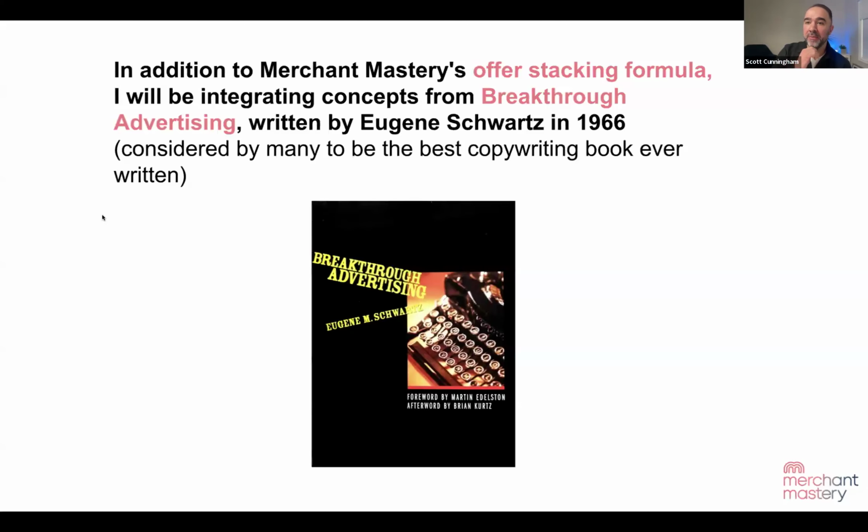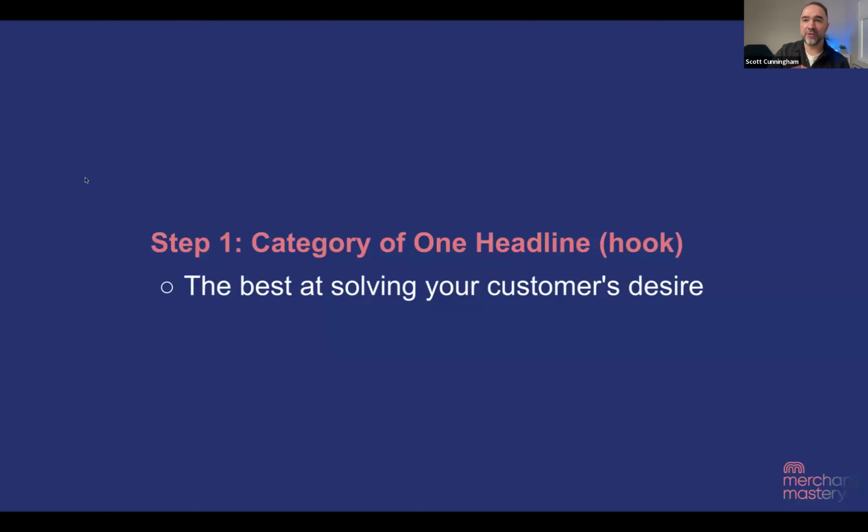As a reminder, for those who maybe couldn't make it to the last session, we're using Merchant Mastery's offer stacking formula, but I'm also integrating some concepts from one of the best, if not the best, marketing books ever written. It's called Breakthrough Advertising, written by Eugene Schwartz in 1966, considered by many to be the best copywriting book ever written. We're going to be referencing some principles from that book again today, just like last time. We broke down the 5 ingredients of the long form story ad, and last time we specifically focused on the first step, creating our category of one headline.